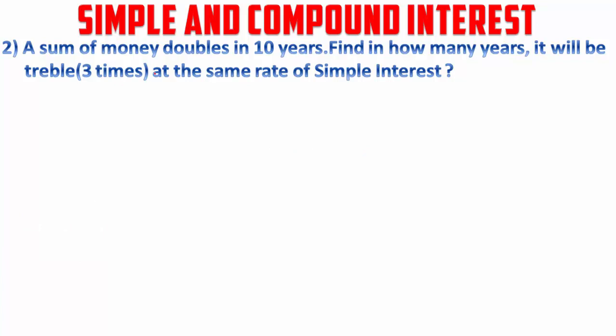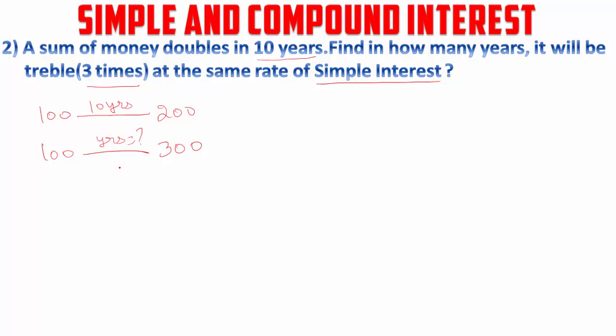Now the second question is: a sum of money doubles in 10 years. Find in how many years it will be tripled, that is 3 times, at the same rate of simple interest. So in this question, let's say we have 100 rupees and in 10 years it will become double, that is 200, according to this question. The sum of money doubles in 10 years, and we have to find in how many years it will become triple, that is 300.